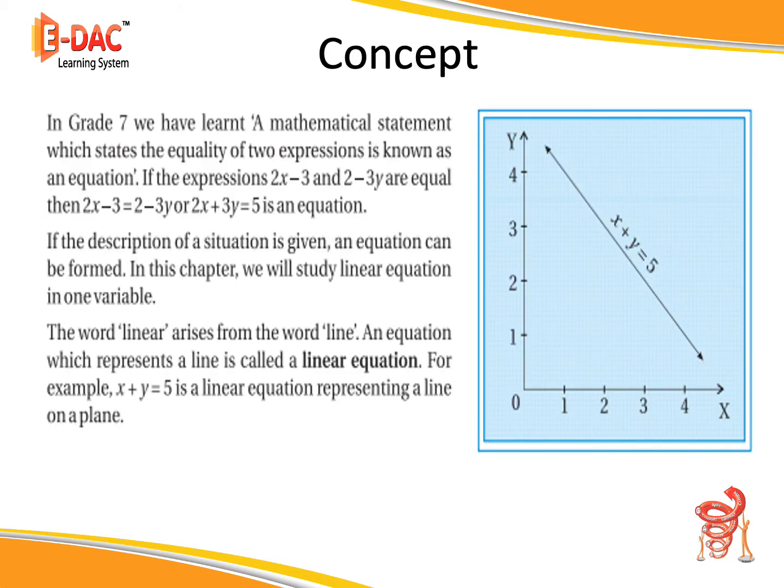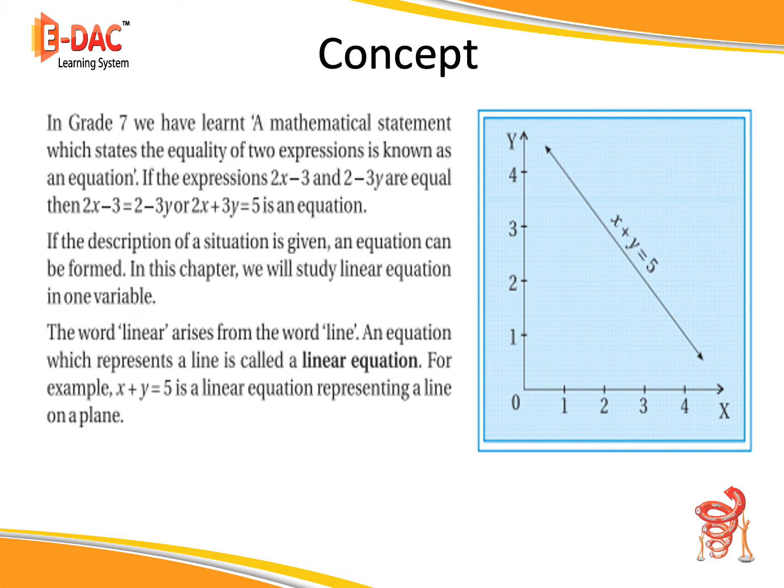Concept. In grade 7, we have learned a mathematical statement which states the equality of two expressions is known as an equation. If the expression 2x minus 3 and 2 minus 3y are equal, then 2x minus 3 equals 2 minus 3y or 2x plus 3y equals 5 is an equation. If the description of a situation is given, an equation can be formed.